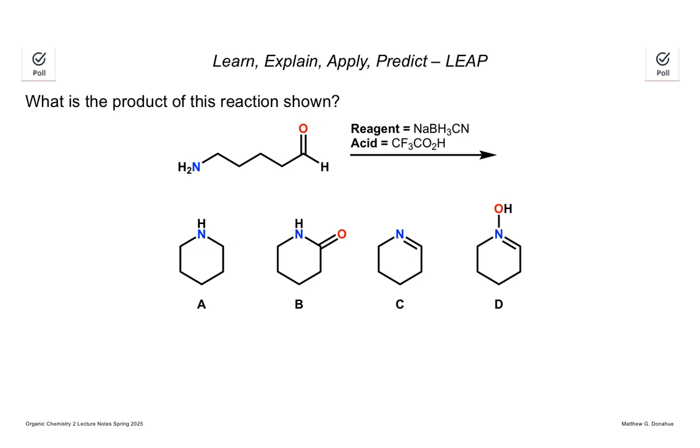We have this difunctional compound. We have a primary amine and an aldehyde. And we're going to treat it under reductive amination conditions. And the question is, what is the product? So A is the correct product.